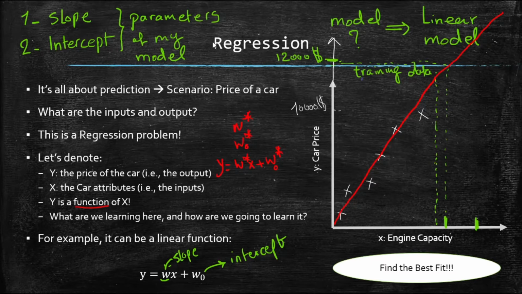And this is how the model predicts the test data, which in this case is this new capacity that the machine has never seen before. And that is how the machine generalizes the learned model, in this case this line, to unseen data, which we would be calling test data.